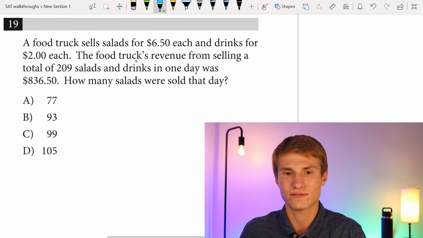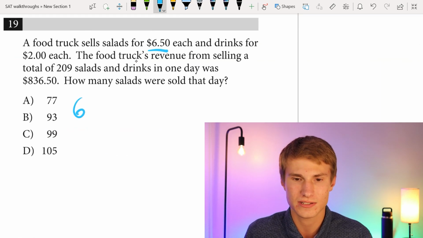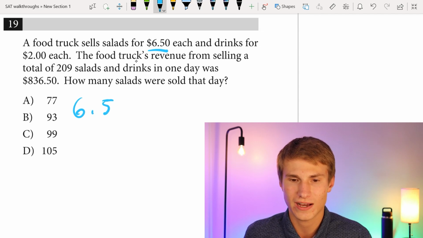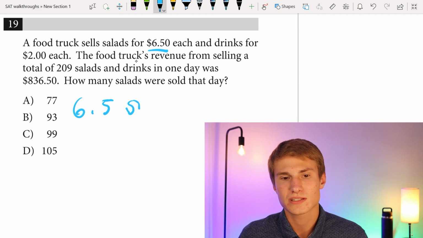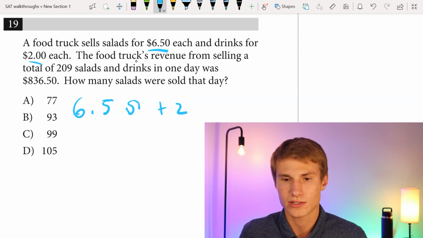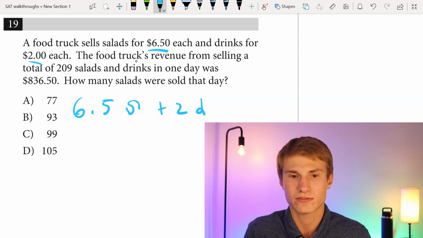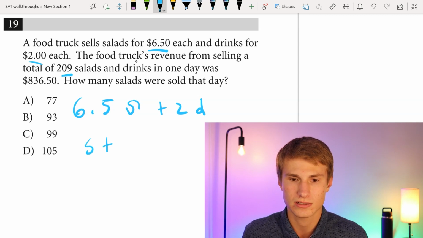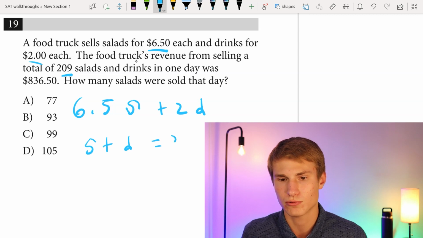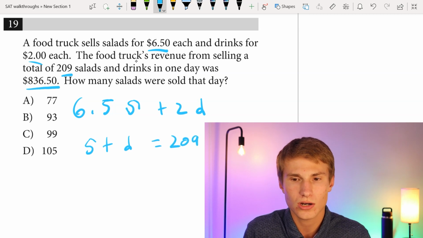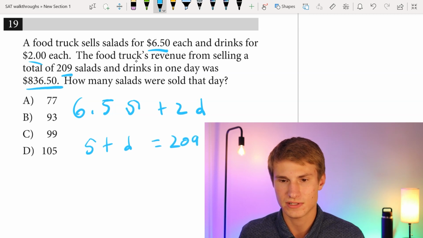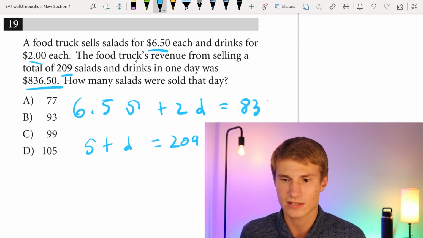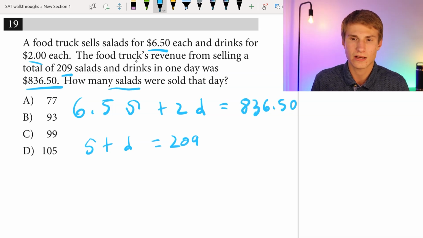Moving on to number 19, a food truck sells salads for $6.50 each. So I'm going to go ahead and put 6.5S for salads. That's an S, not a 5. And drinks for $2 each, so plus 2D per drink. The food truck's revenue from selling a total of 209 salads and drinks in one day: I know S plus D, for salads plus drinks, is going to equal 209. The revenue was $836.50. So 6.5S plus 2D is equal to $836.50. How many salads were sold that day?